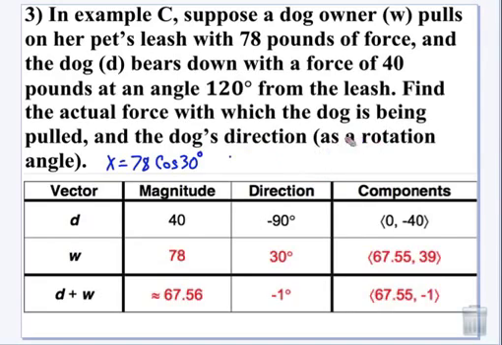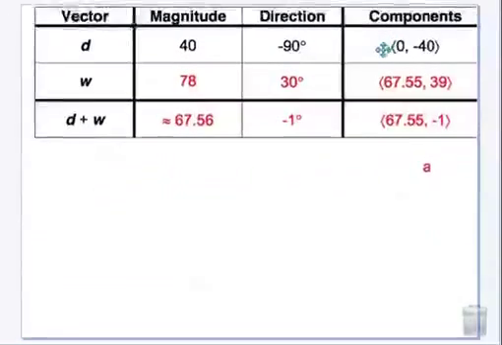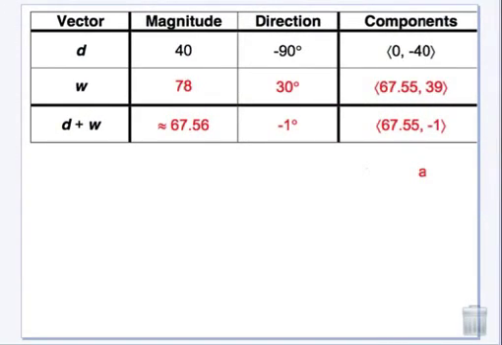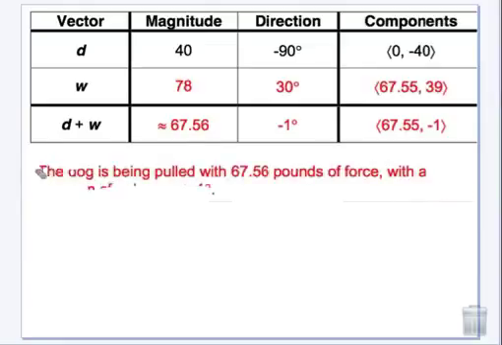Okay, so let's look at what that information is telling us. It's telling us that the dog is being pulled with 67.56 pounds of force with a direction of only about -1 degree. So he's not going to get the cat. The dog owner's protecting that cat. All right, so this is the end of the video.